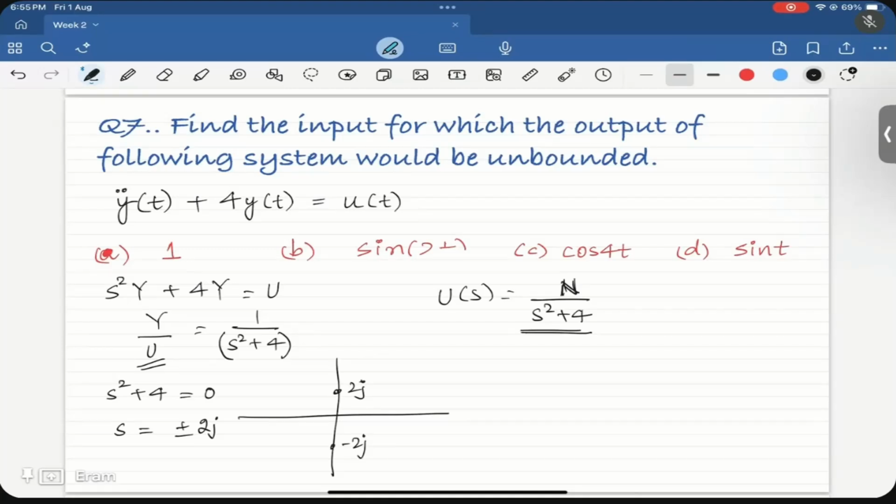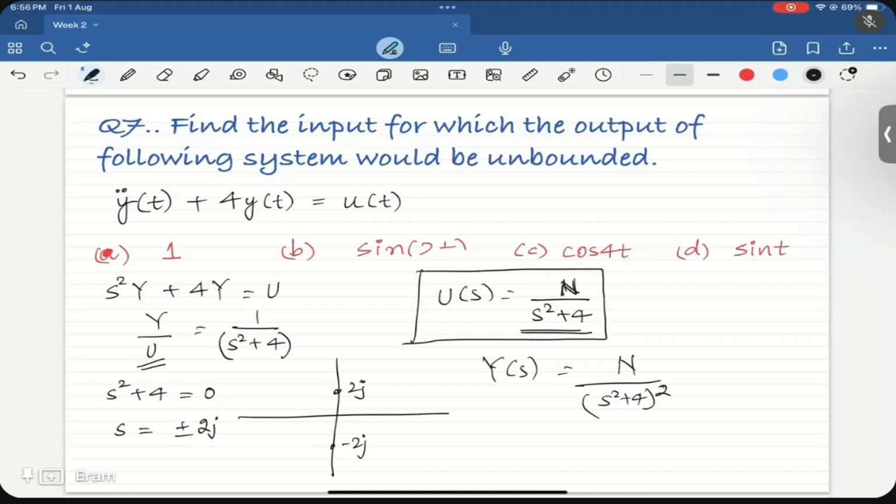If such an input is given to the system, then Y(s) will be n by (s square plus 4) whole square. So it will make the poles on the imaginary axis repeated, and thus the response will be unbounded. So we have identified the type of input that could do this, but we have to find the answer in the time domain.